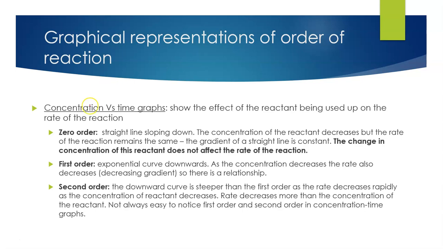If it's first order, we'll have an exponential curve downwards. And remember, this is a concentration versus time graph. So zero order, we're going to see this. First order, we're going to see an exponential curving downwards. Second order, we're going to have an even steeper curve downward because of the greater relationship between concentration of the reactants. So the downward curve is steeper than the first order, and the rate decreases more rapidly as the concentration of the reactant decreases. It's not always easy to notice first order and second order when you see the graphs independently. You need to see them next to each other.